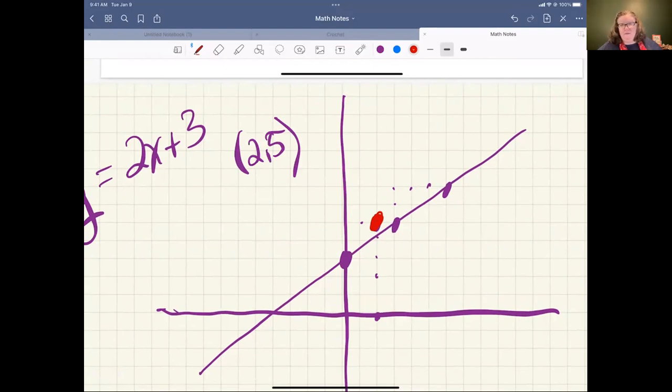We do see some other solutions here, though, don't we? This is a solution. And that is 5, comma 7. Did I do that right? 1, 2, 3, 4. No, 6, comma 7.